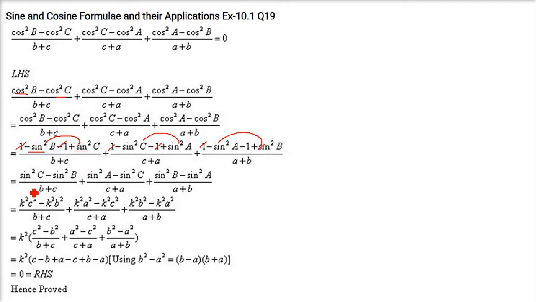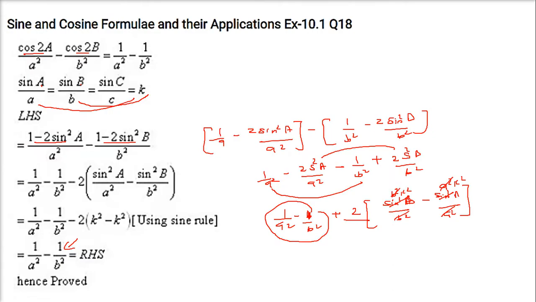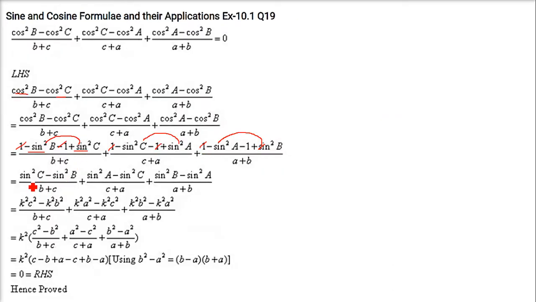But we know that sine c is kc. See. What is sine c? It is equal to k into c. So sine c is kc. Similarly, sine b is kb. And sine square a is k square a square. Sine square c is k square c square. Here sine square b is k square b square. Sine square a is k square a square.